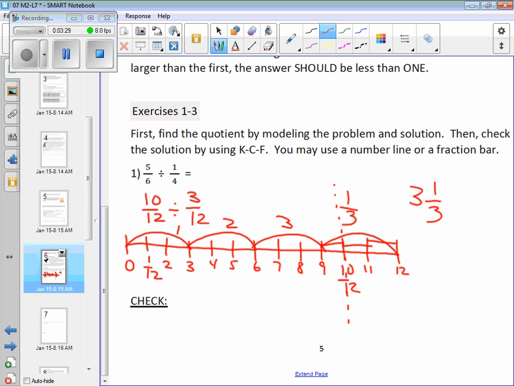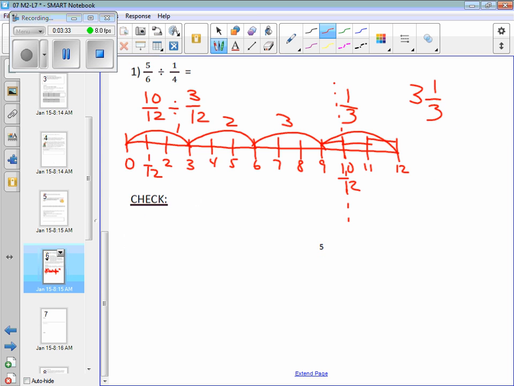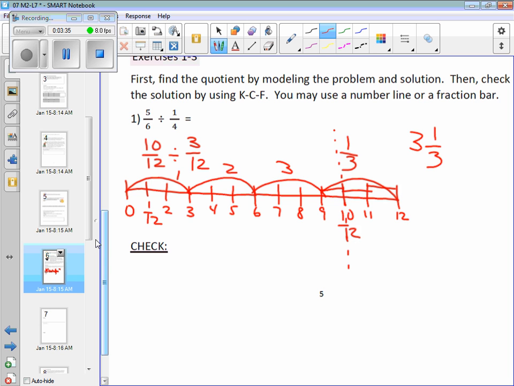Okay, here's how you can check it with keep, change, flip. We don't need a common denominator with keep, change, flip. We're going to use the original fractions. We keep 5/6 exactly the same. Doesn't change. Change division to, say it, multiplication, which we're going to use as a dot.